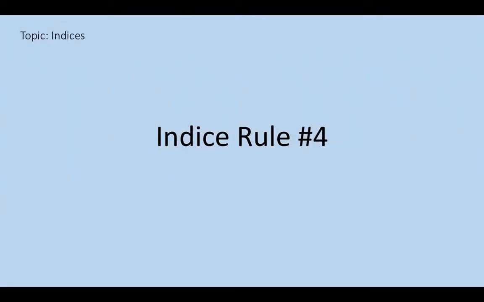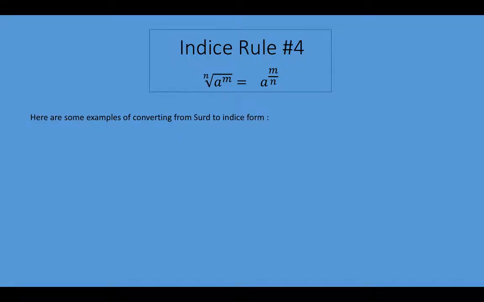Hi, welcome to the fourth lesson in indices. This time we're going to be looking at Indice rule number 4. And Indice rule number 4 allows us to turn surds into fractional indices. So here's some examples of converting surds into indices.